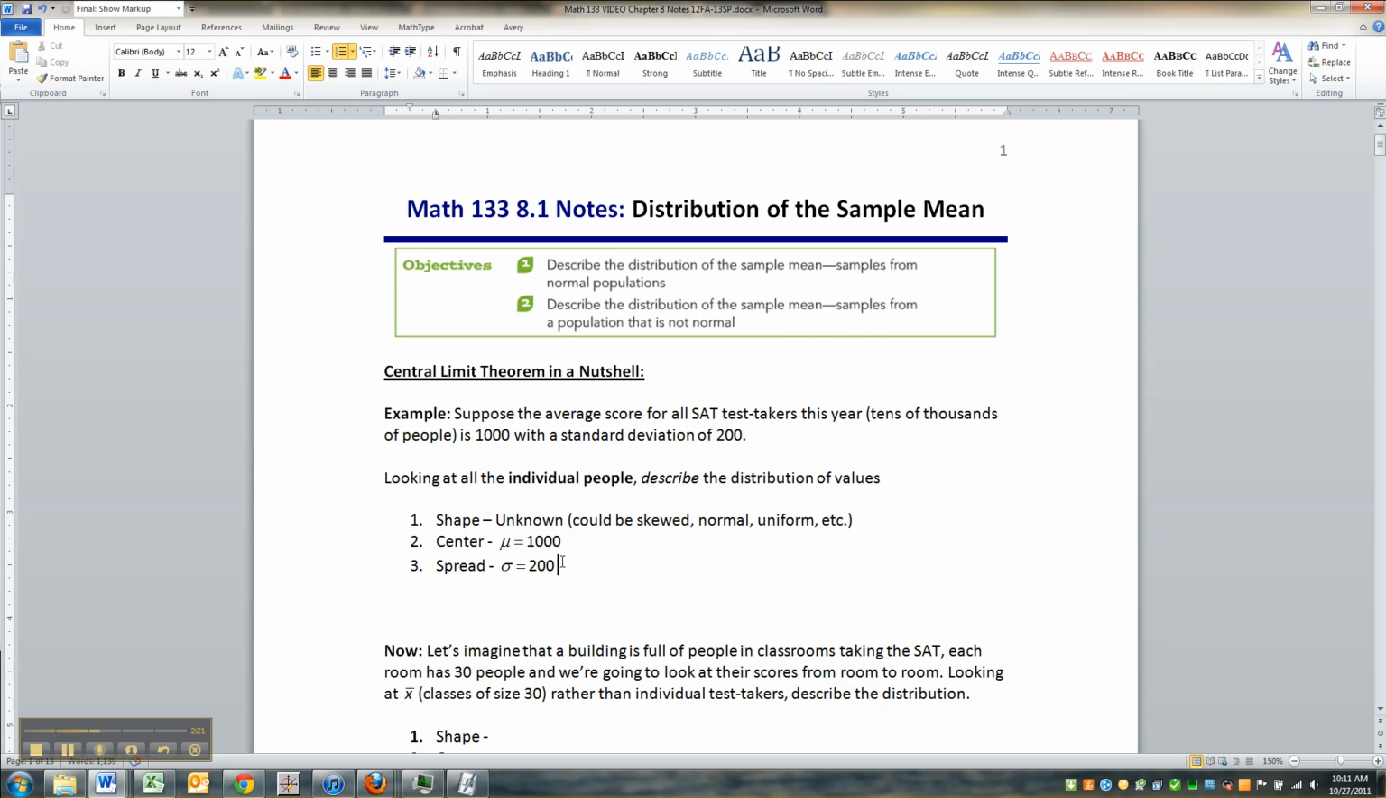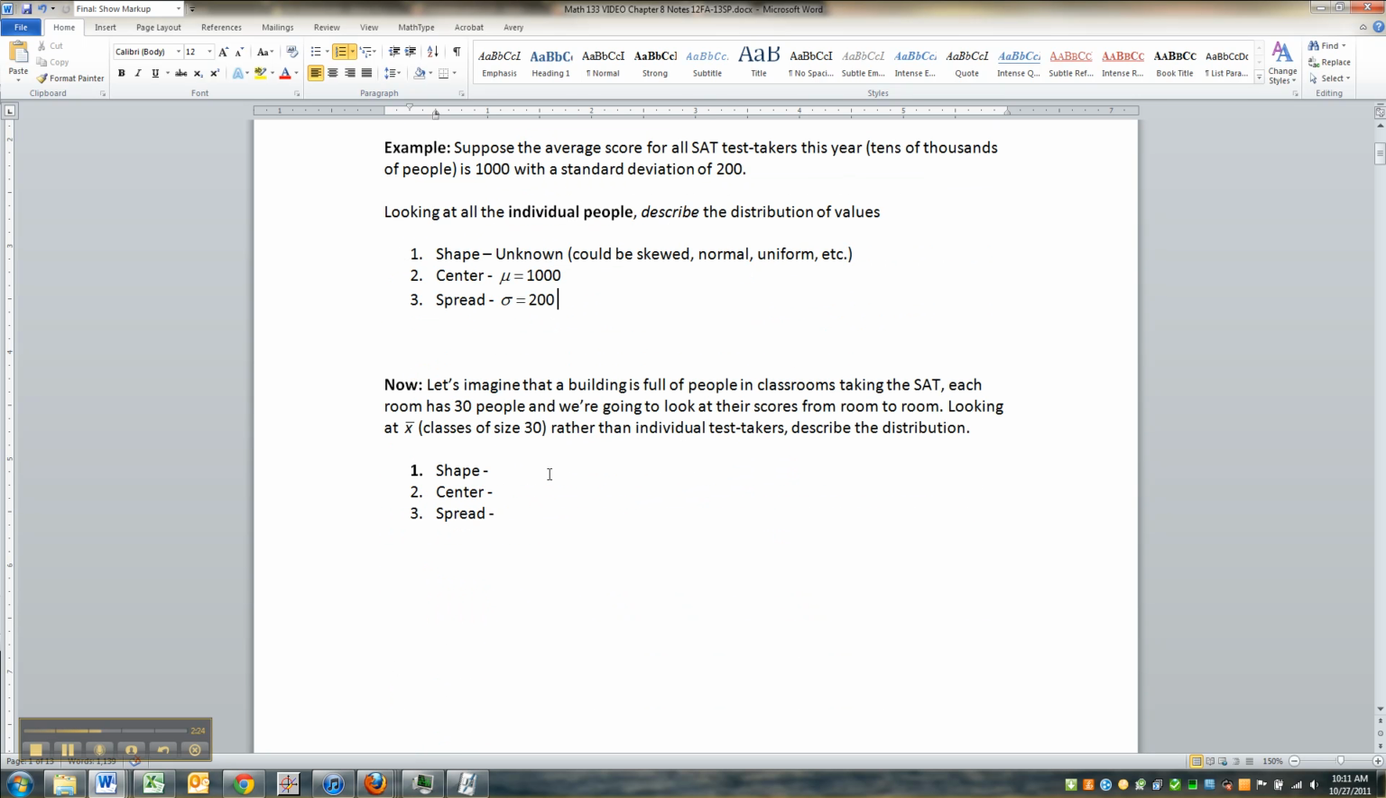Good. All right. Now, what if instead of looking at individual people, random student to random student, suppose I go into a room that has 30 random people taking it, and I don't get their individual scores. I take the room's average, and we'll call it X bar because it's a sample mean. You have a sample of 30 taking the test, you take their mean. Then you go to the next room and get their sample's mean, and then the next room, and so on. Now, instead of looking at individual people, I'm going to look at sample to sample to sample.